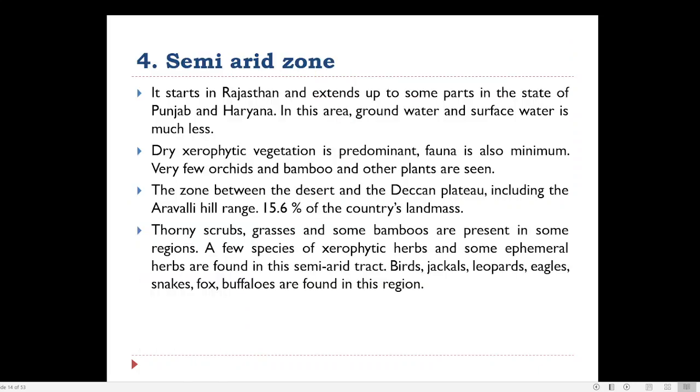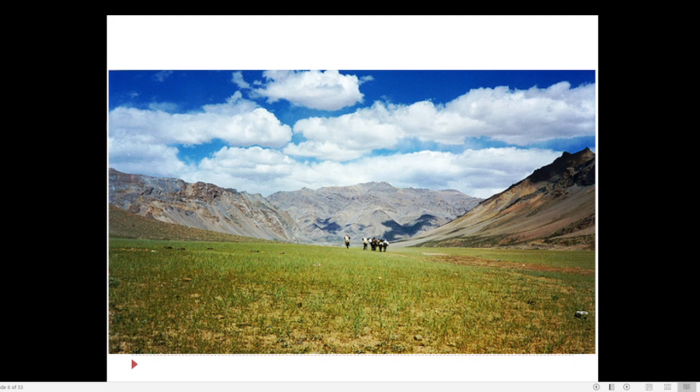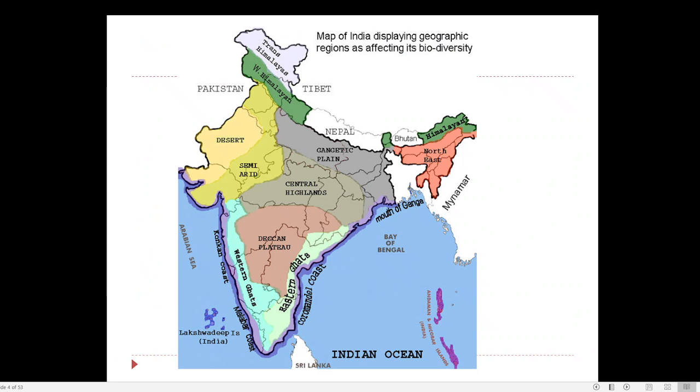Then another area is known as the semi-arid zone. Imagine the location of the semi-arid zone here. You can find that the desert zone is on the western side. After the western side comes the semi-arid zone. You can see that a major portion of Gujarat is in the semi-arid zone. The eastern side of Rajasthan is in the semi-arid zone. The western side of Madhya Pradesh is in the semi-arid zone. Delhi is in the semi-arid zone. Haryana is in the semi-arid zone. And Punjab is also in the semi-arid zone. So these are the areas which come under the semi-arid zone.